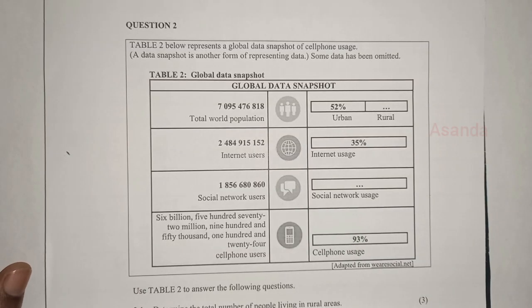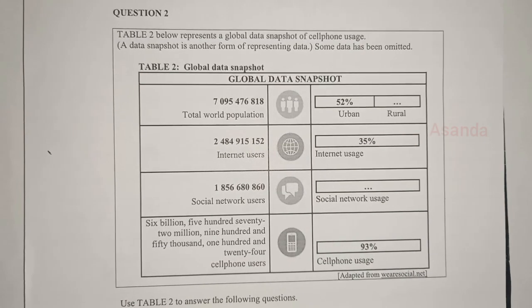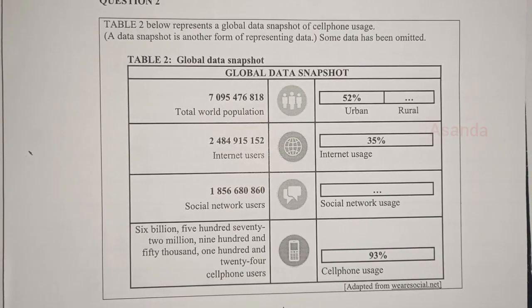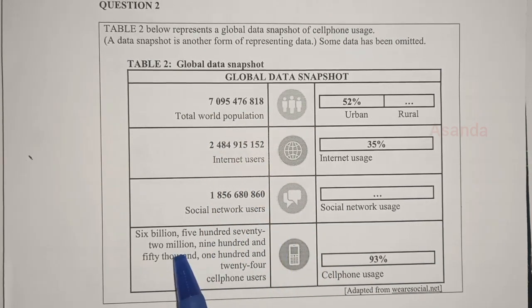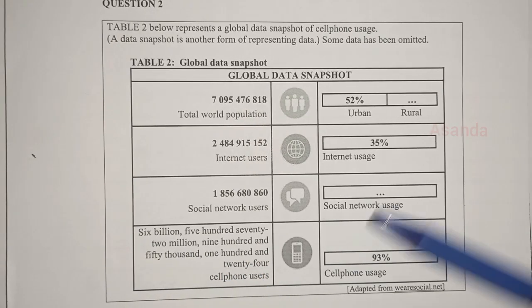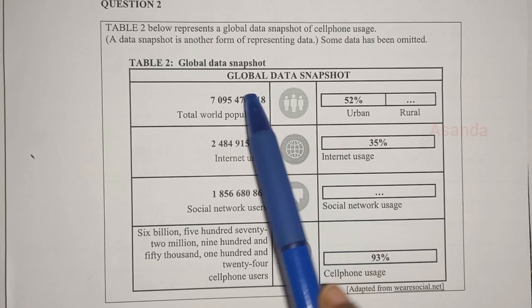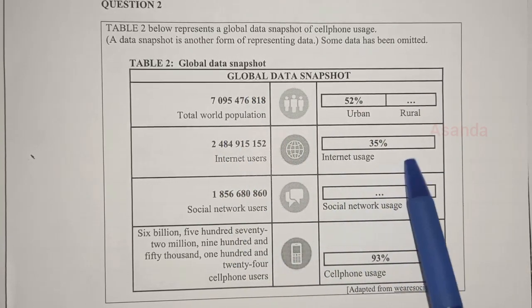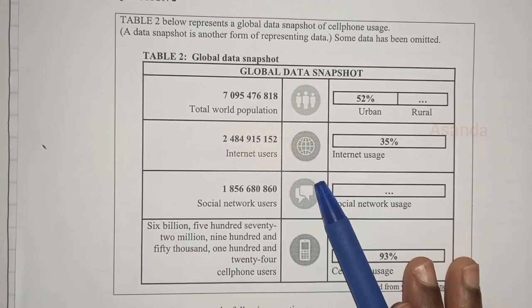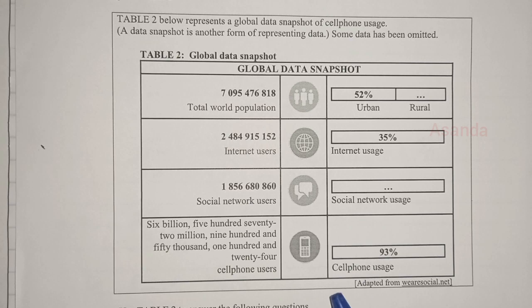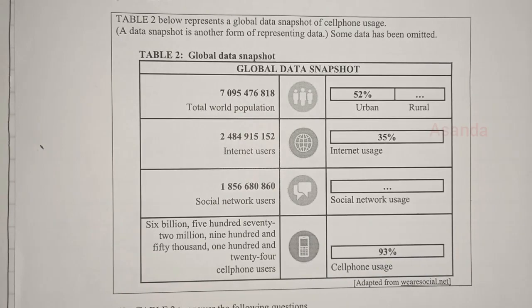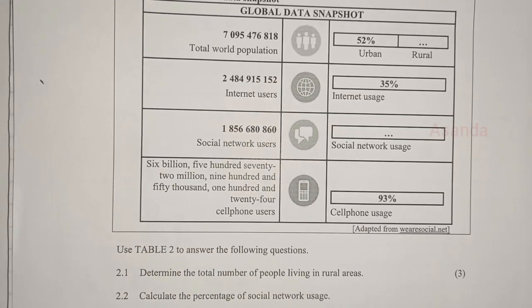Below represents a global data snapshot of cell phone usage. A data snapshot is another form of representing data. Some data has been omitted. So we have the total world population, internet users, social network users, and cell phone users. And this one is separated into urban and rural, the total world population. And then we have internet usage as a percentage of the internet usage of the world. And then we have social network, but they didn't give us the percentage. And then we have cell phone usage of the population, which is 93%. And then we have the questions.